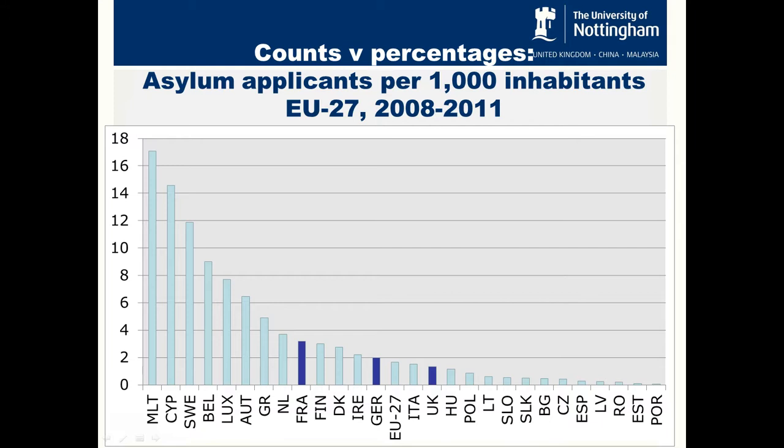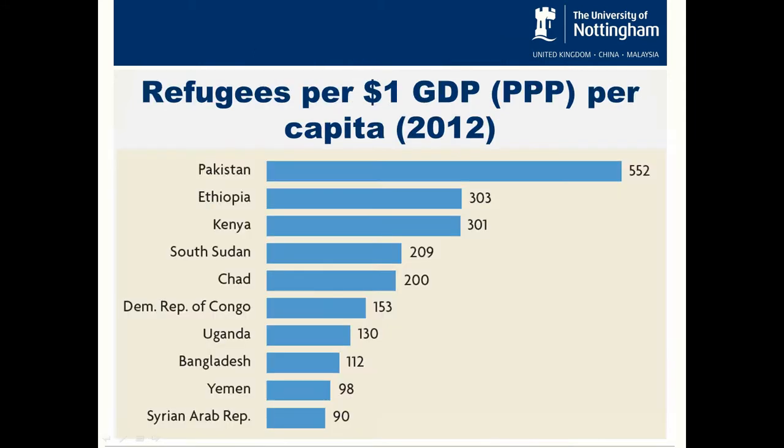Instead, Malta takes precedence as the top recipient, followed by Cyprus and then Sweden. We can also contextualize it in terms of ability to pay for refugees, because of course having refugees means that you need to provide basic assistance, some housing, access to food, and so on.